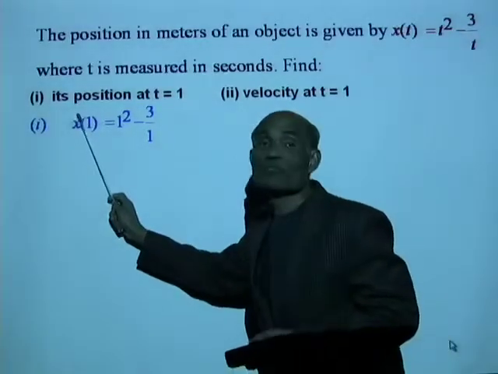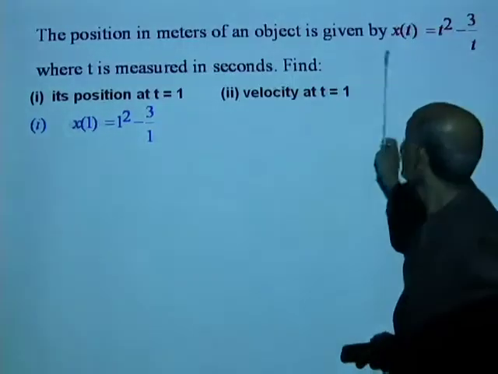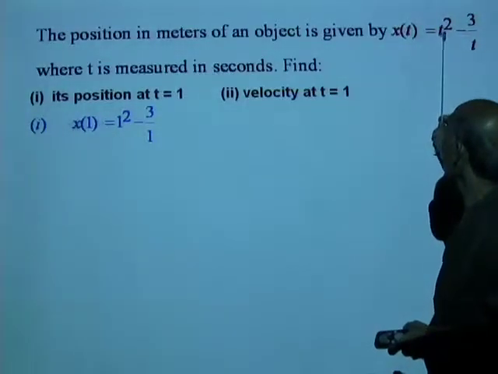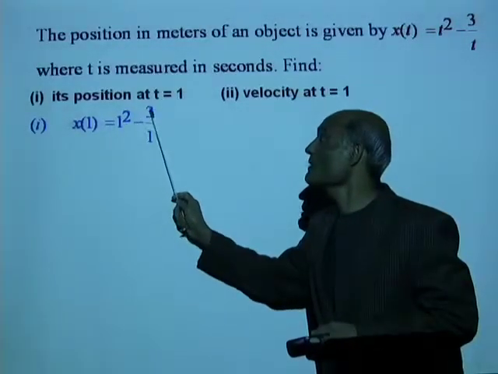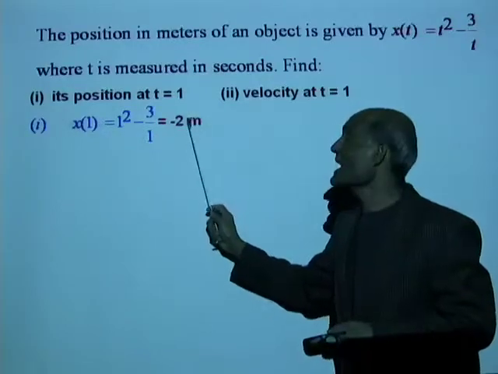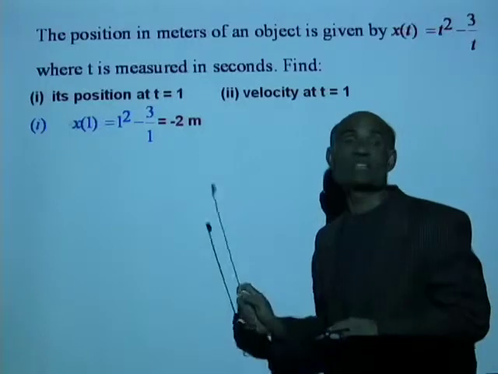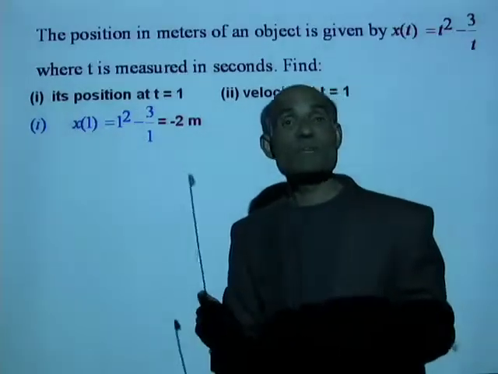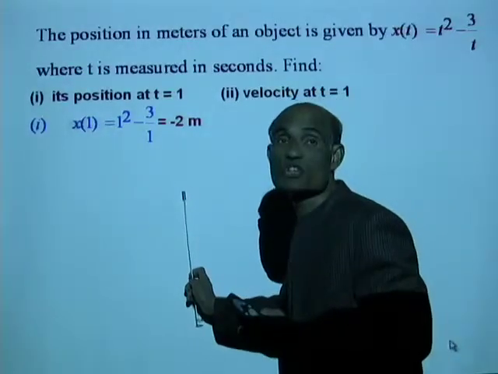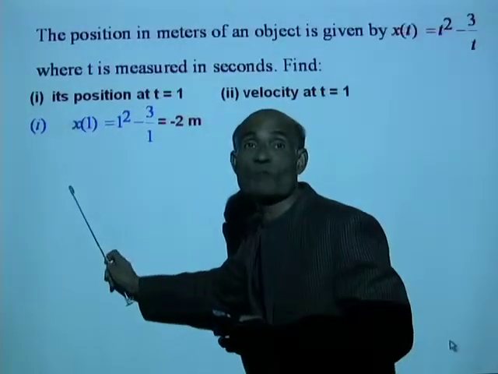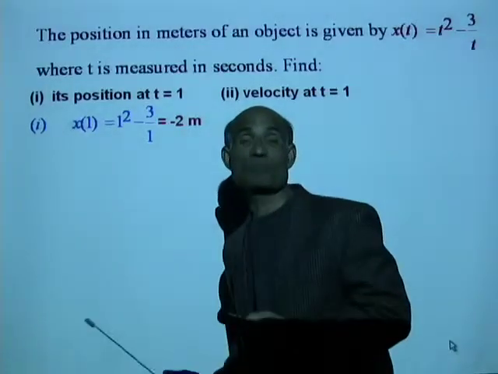In number 1, we need to find the position at t equal to 1. X of 1 is obtained by replacing t in this equation by 1. That would be 1 squared minus 3 over 1. That is negative 2 meters. Is that right? 1 minus 3 is negative 2 meters. It tells you that at t equal to 1 second, the object is 2 meters to the left of the origin. That's what it means, negative 2 meters. 2 meters to the left of the origin.